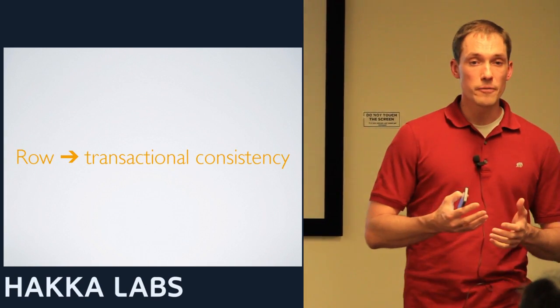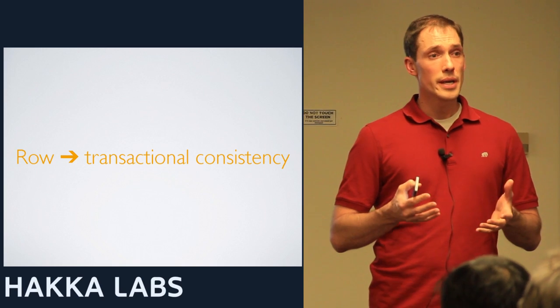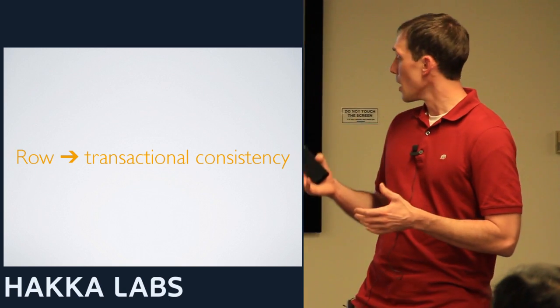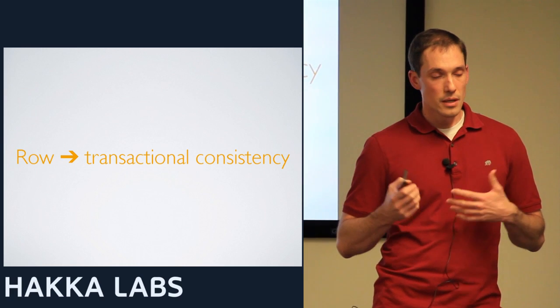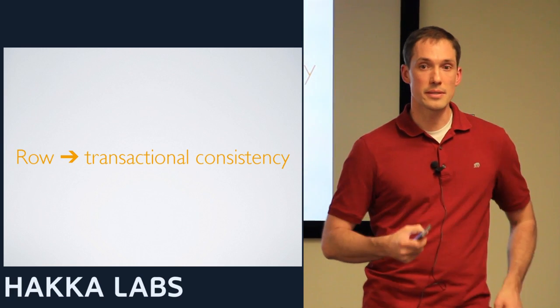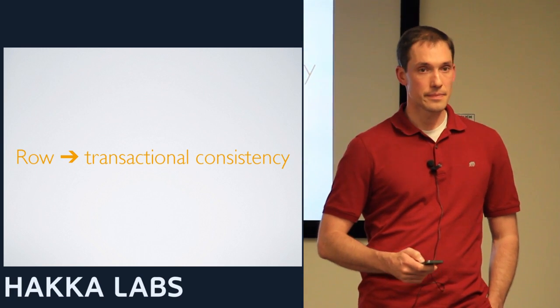Finally, in Kiji, we have the notion of a row as the unit of transactional consistency. So we support atomic reads and compares and sets across rows.